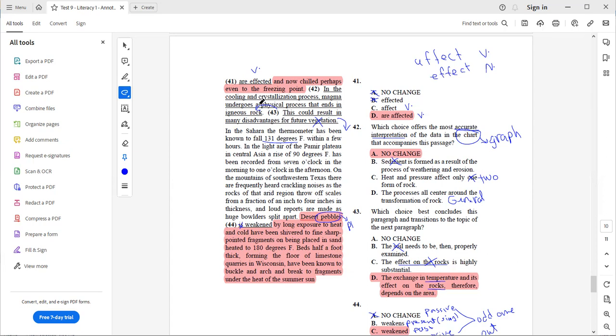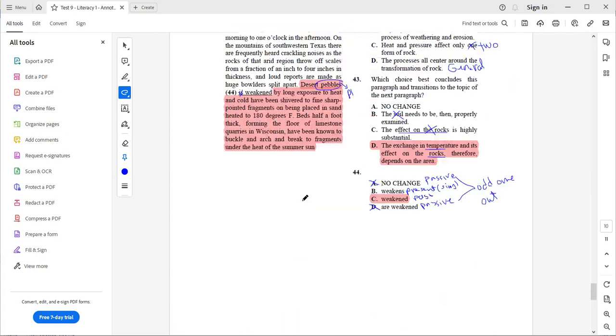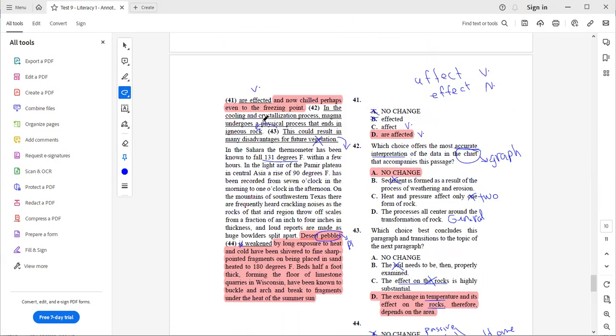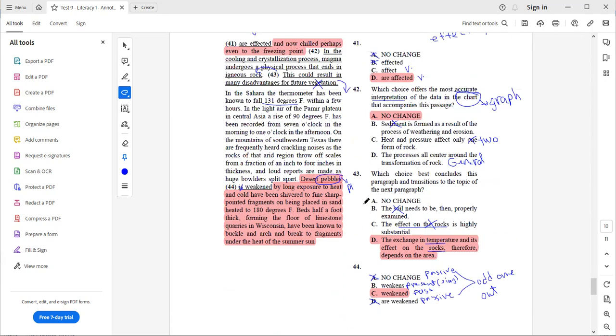Yes, Dr. Hamza. Cooling, crystallization. Take care that cooling and crystallization were mentioned here. Okay, go on. You read all? Yes. And magma also is found, undergoes physical processes. We know that it is a physical process because of the rock cycle. So maybe this is the right one.